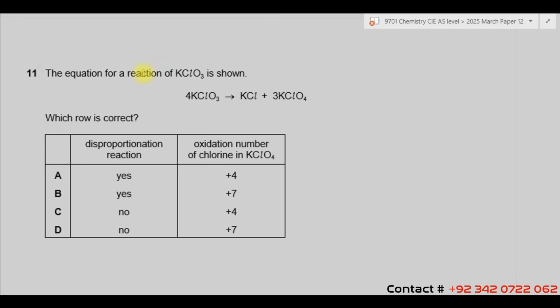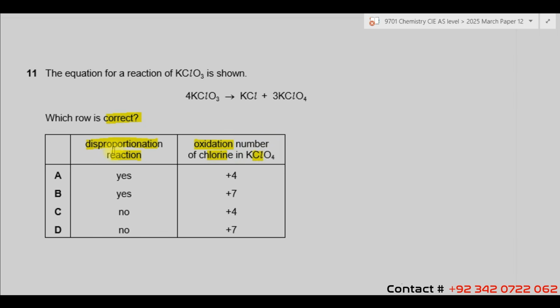Question 11. The equation for the reaction of KClO3 is shown. KClO3 decomposes to form KCl and KClO4. Which row is correct? We have to find out whether it's a disproportionation reaction and the oxidation number of chlorine in KClO4.